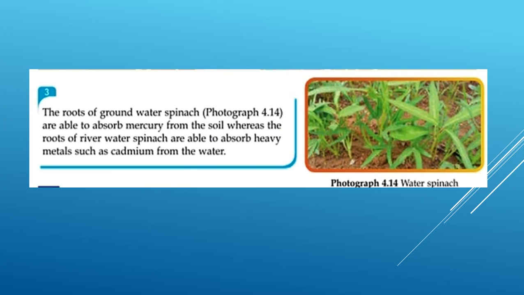Number 3, the root of groundwater spinach, okay, here, able to absorb mercury from soil. Okay, whereas the roots of river water spinach are able to absorb heavy metals such as cadmium from water.